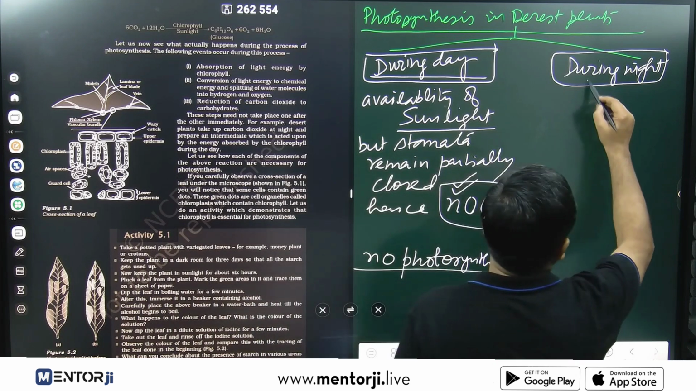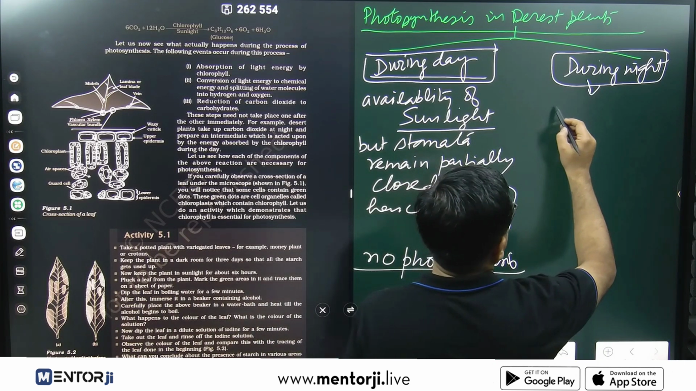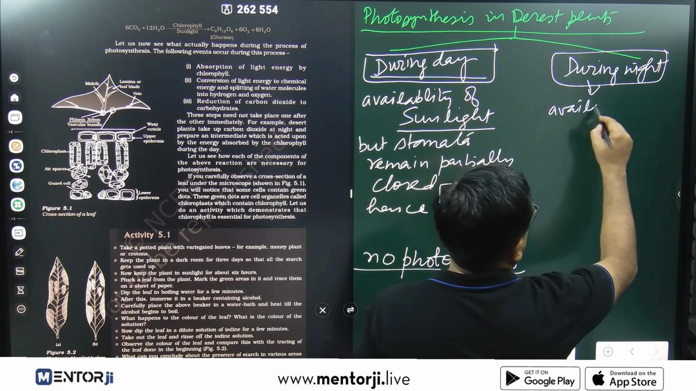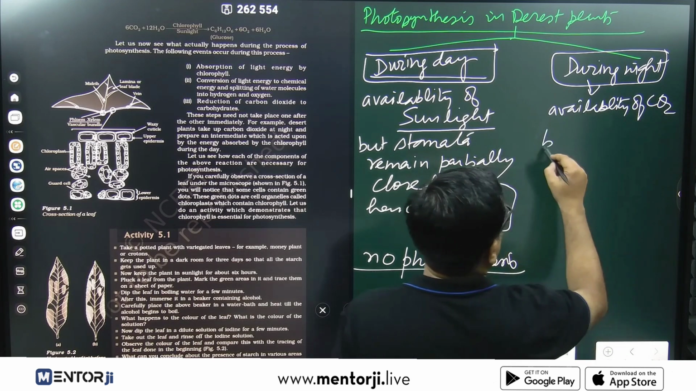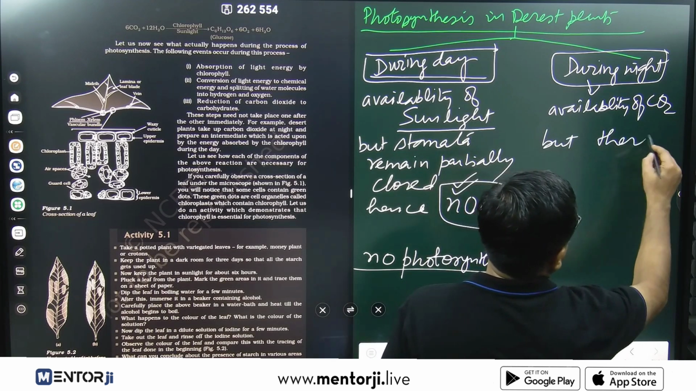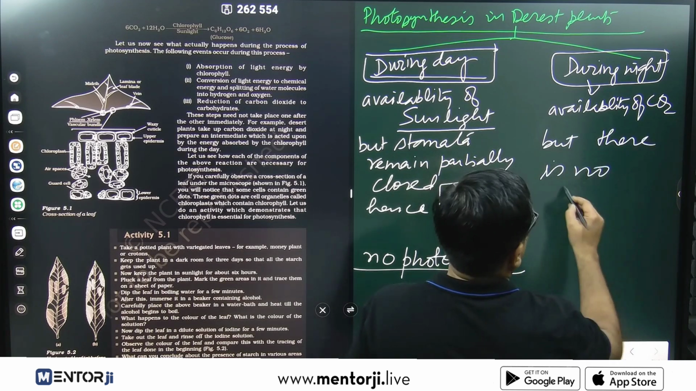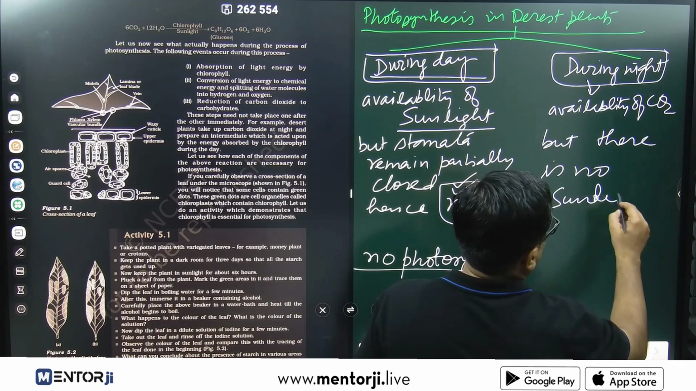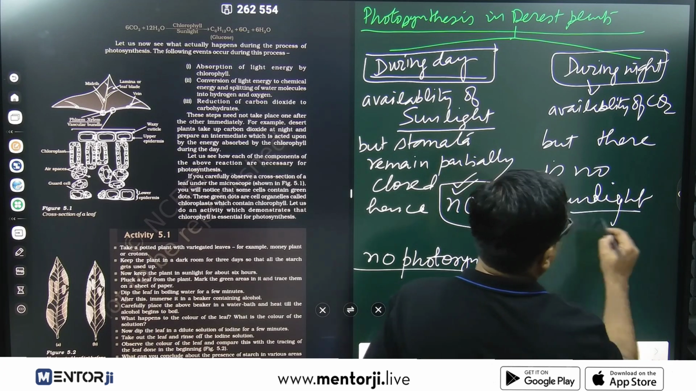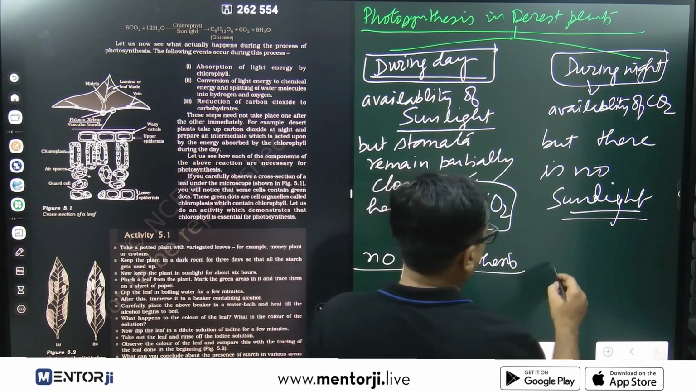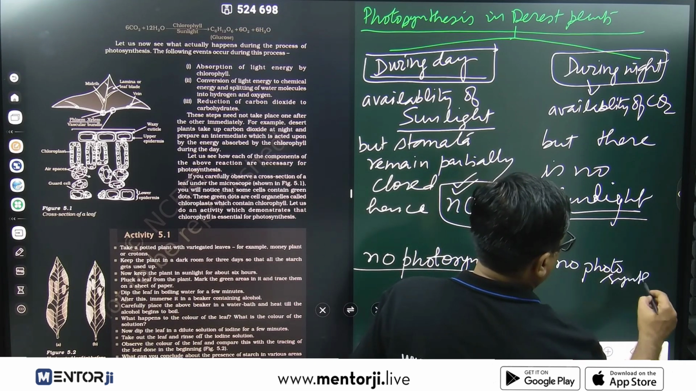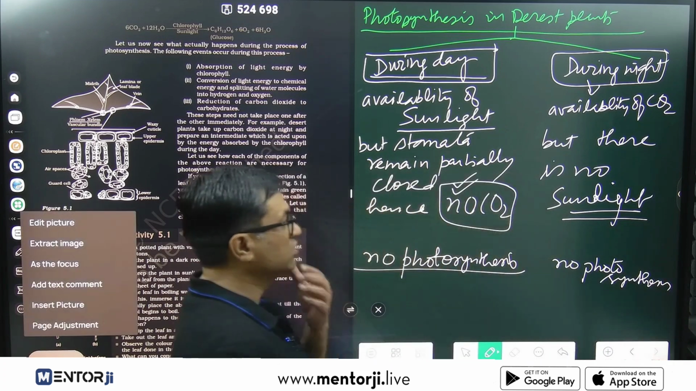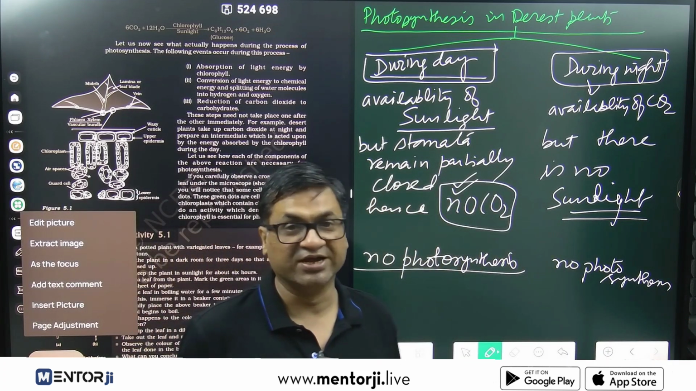अब रात में देखें हम, there is availability of CO2, but there is no sunlight. रात में सनलाइट पॉसिबल नहीं है. सो अगेन नो फोटोसिंथेसिस. सो हाउ दे प्रोसीड फोटोसिंथेसिस इन सच कंडीशन.